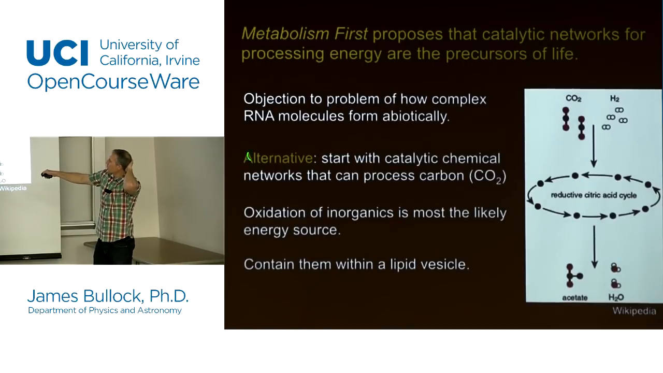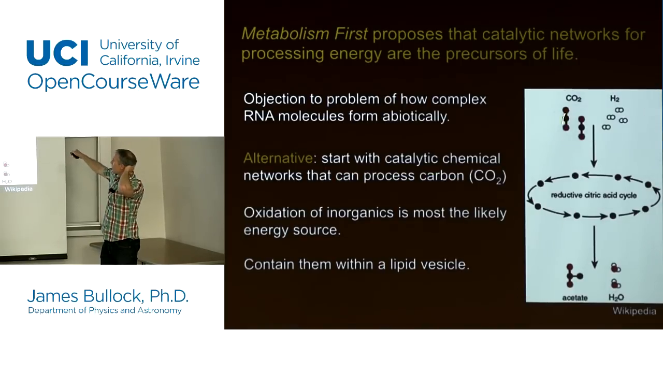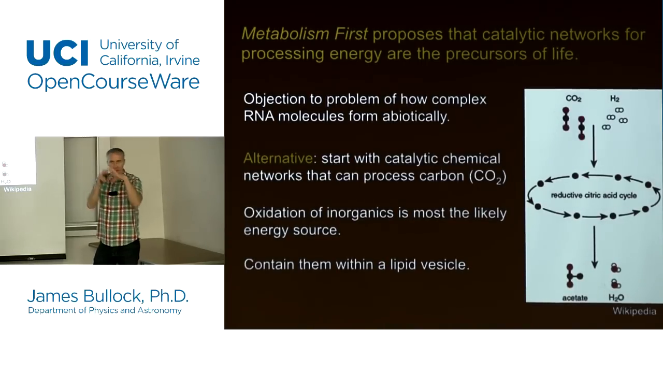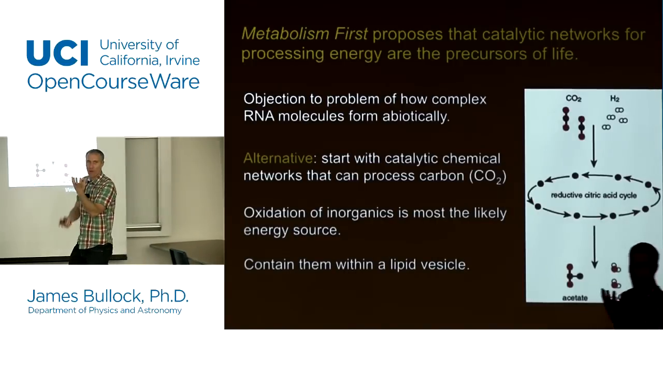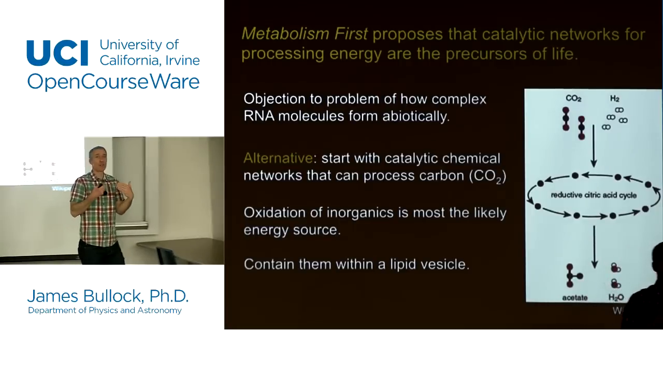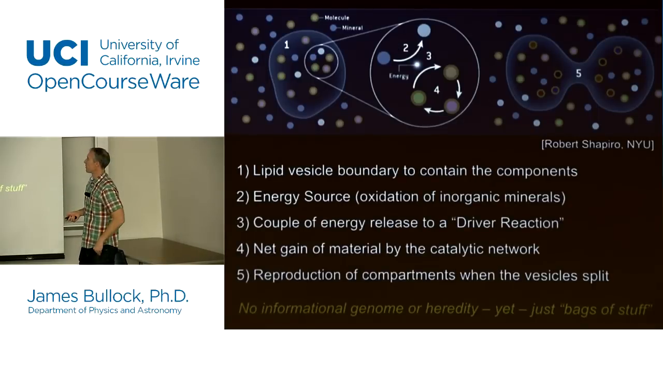Now, the alternative then was you start with some kind of chemical network that processes carbon dioxide that we think was rich in the atmosphere, and uses this cycle to basically harness energy. And if you put these little sort of battery packs inside these same kind of cell walls, you would have these little battery packs that you could then use to eventually provide an energy source for building more complexity along the way. Okay.